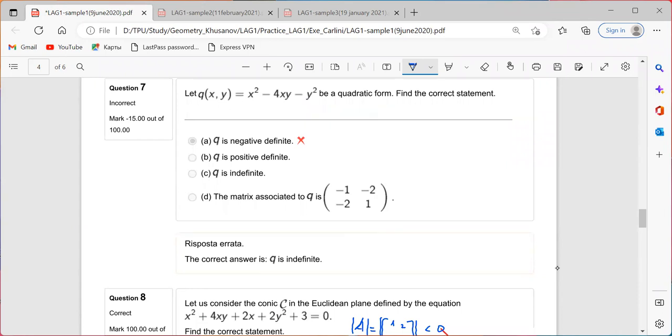Let's consider 7. So we have this kind of quadratic form, and we have to answer whether this quadratic form is negative definite, positive definite, or indefinite, and what the matrix associated to this quadratic form will be.